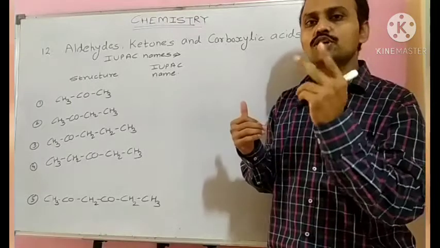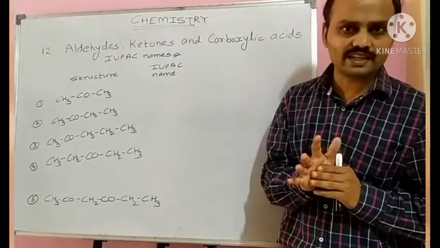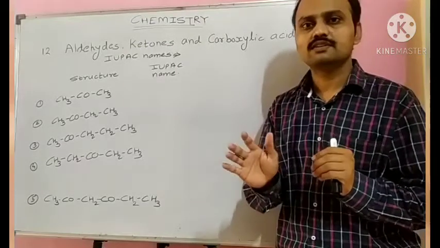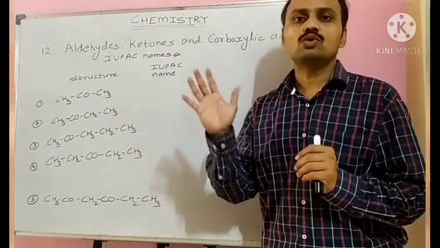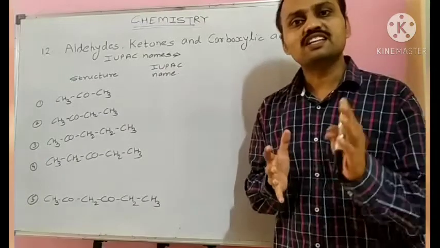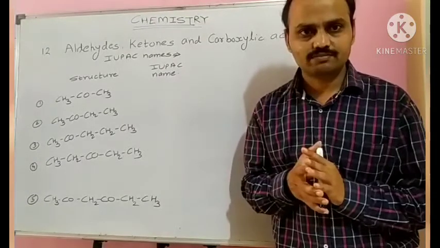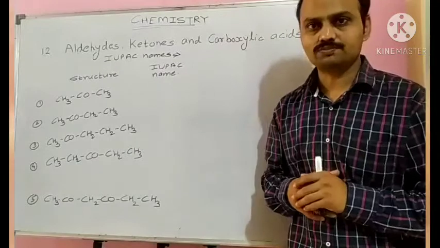If two ketonic functional groups are present, then last E is retained and the suffix dione is added. So alkane dione is the formula.